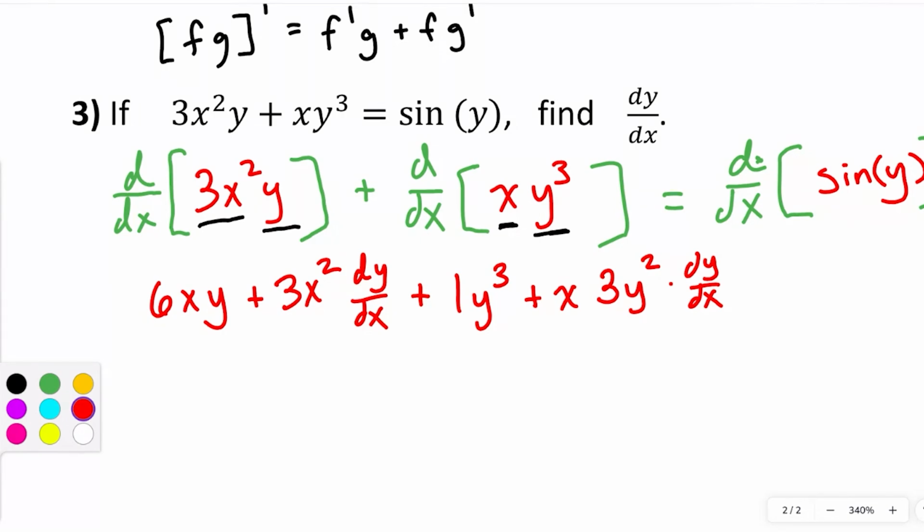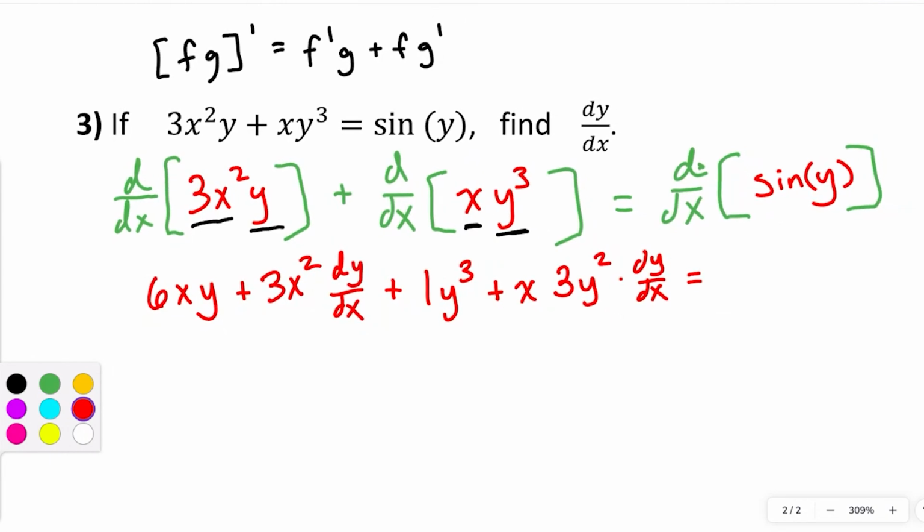Okay, so now we've got the whole left side differentiated. Now we've got to differentiate the right side. This is going to be another instance of the chain rule. This chain rule is going to be all over the place in this unit, so hopefully you got that down. All right, let's differentiate sine y.